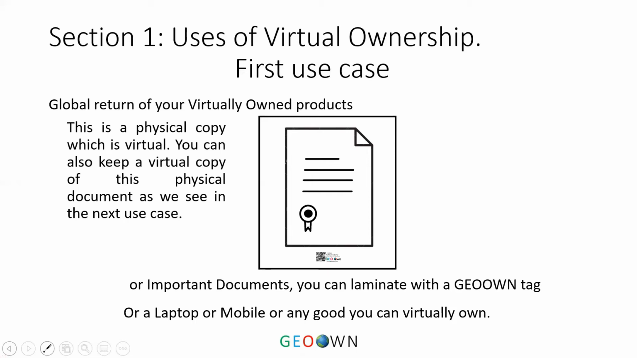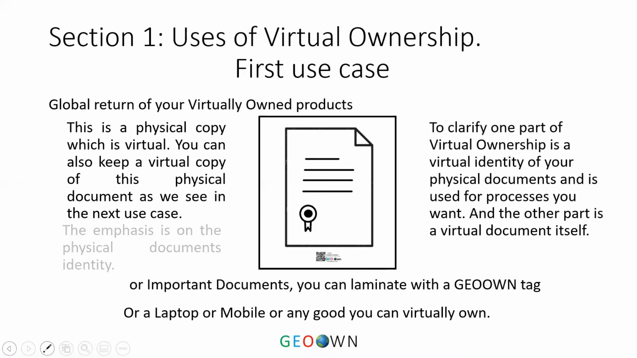You can also keep a virtual copy of this physical document, as we can see in the next use case. There is a difference between a virtual copy of a physical document and virtual presence of a physical document. To clarify, one part of virtual ownership is virtual identity of your physical documents and is used for the processes you want. And the other part is a virtual document itself. The emphasis is on the physical document's identity.